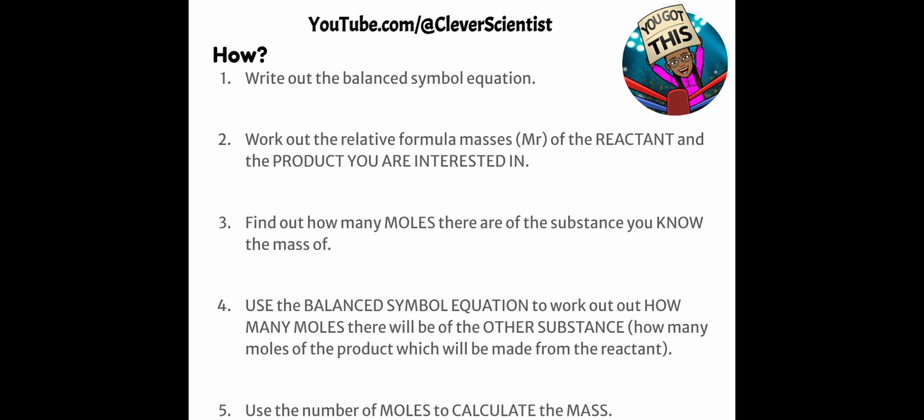Step number 4, use the balanced symbol equation to work out how many moles there will be of the other substance, i.e., how many moles of the product will be made from the reactant. And then lastly, we use the moles formula to calculate the mass. Easy peasy, lemon squeezy.